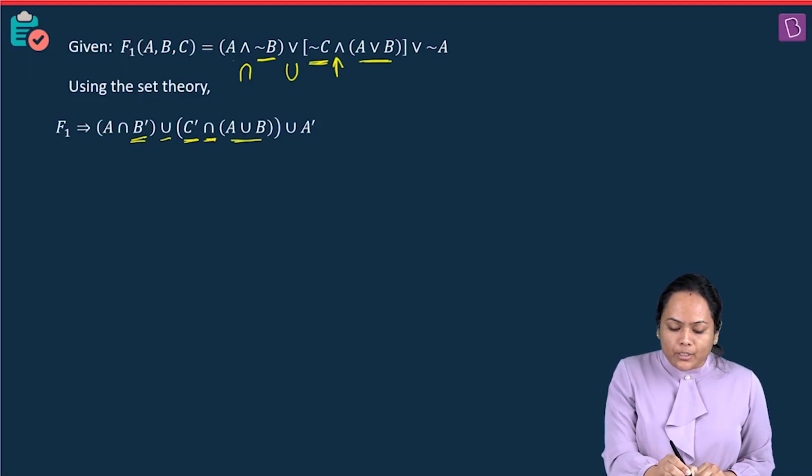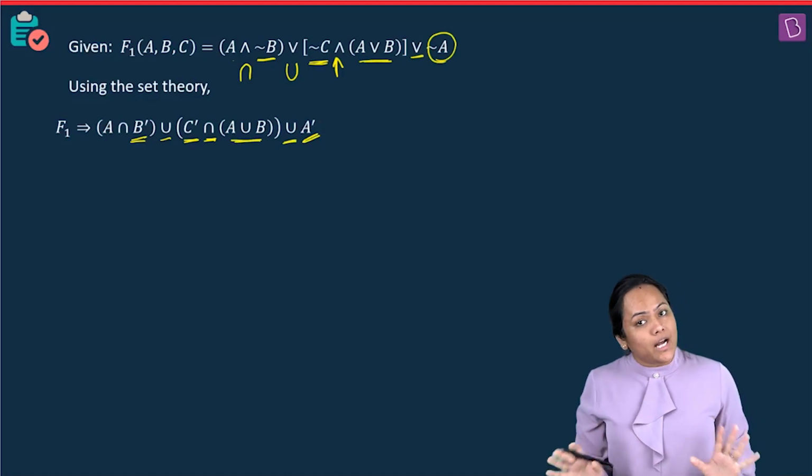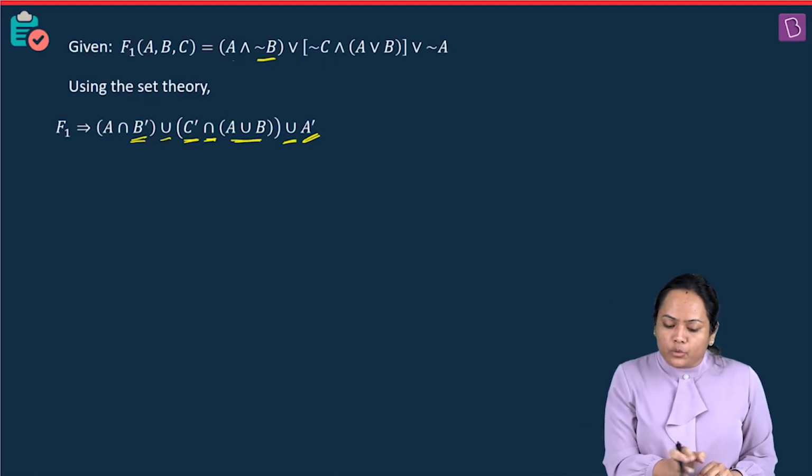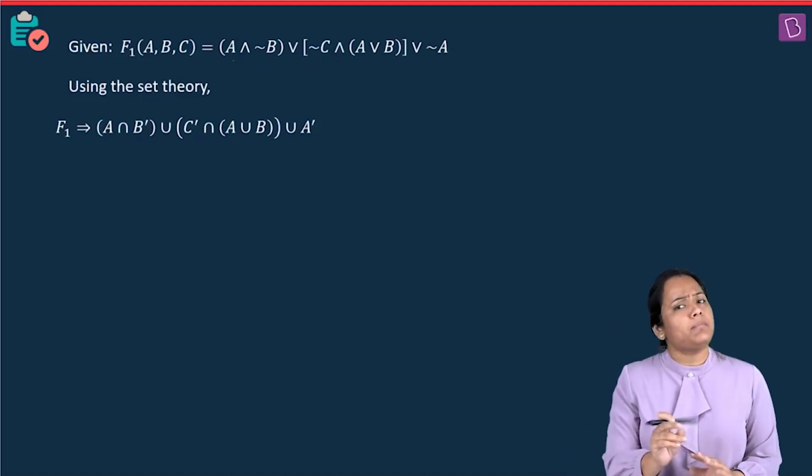A or B means A union B. Then I have "or," that means union. Again, my negation of A is nothing but A complement. Understood? So now I have to basically simplify this using my set theory.